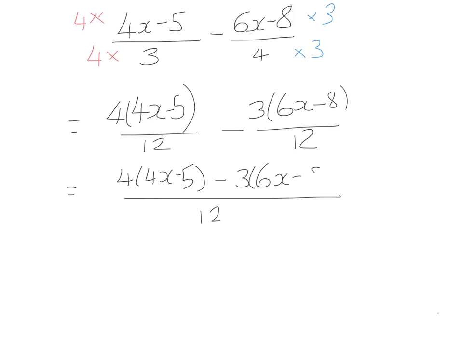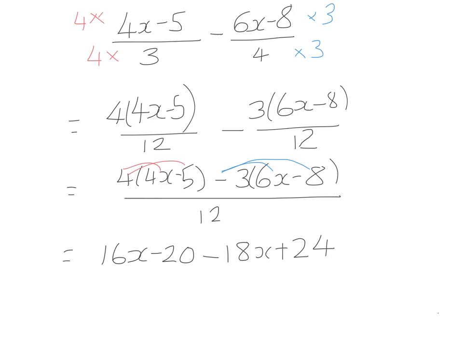6x minus 8. Okay, I'm now going to multiply out my brackets, so I've got 16x take away 20. And then I am taking away, so minus 3 times 6x, so that's going to be minus 18x, and minus 3 times minus 8, so I've got a minus times a minus, which is a positive, 3 eights are 24, and that will be over 12.